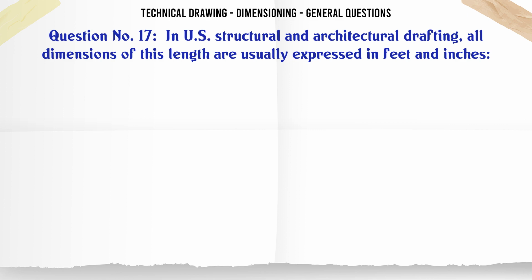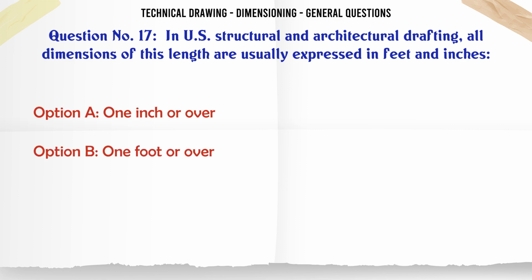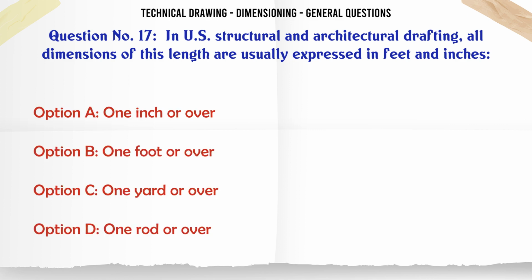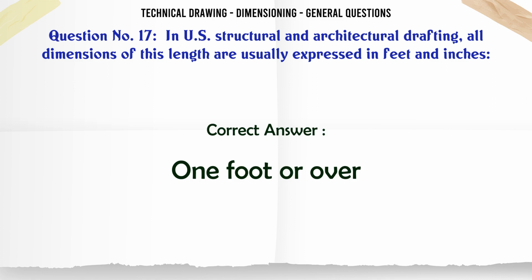In US structural and architectural drafting, all dimensions of this length are usually expressed in feet and inches. A. 1 inch or over. B. 1 foot or over. C. 1 yard or over. D. 1 rod or over. The correct answer is 1 foot or over.